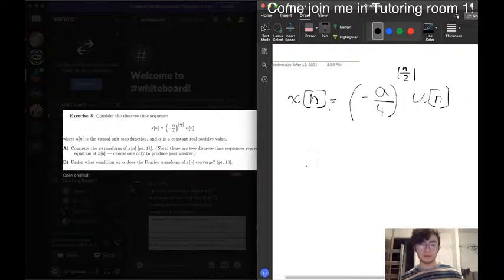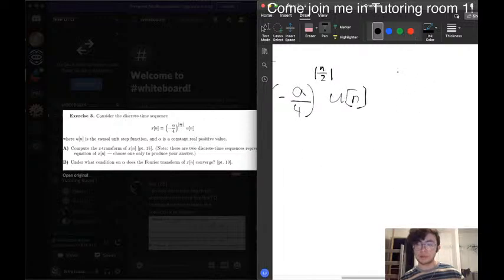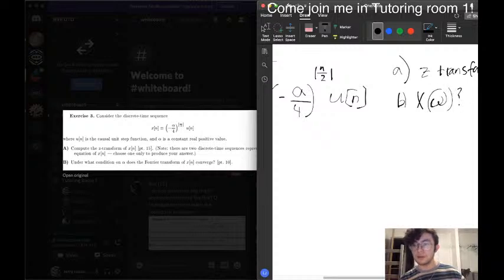Okay, so we have two steps. A, the Z transform. I'm pretty sure in MATLAB it's called ztrans. That would be the function you'd use. And then, X of omega, when does that work?